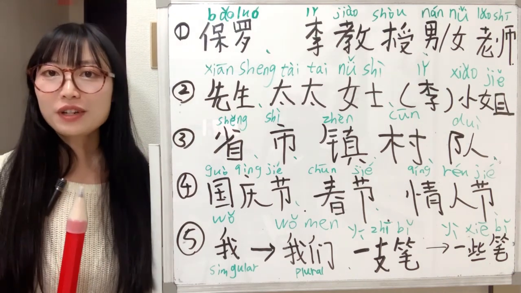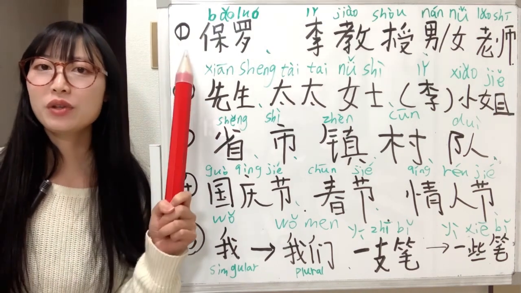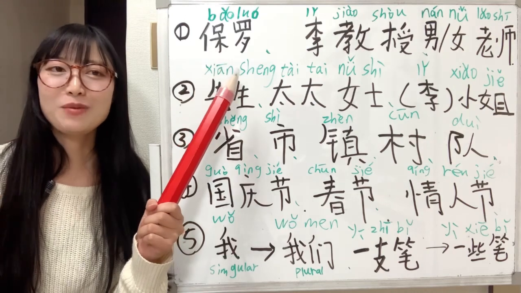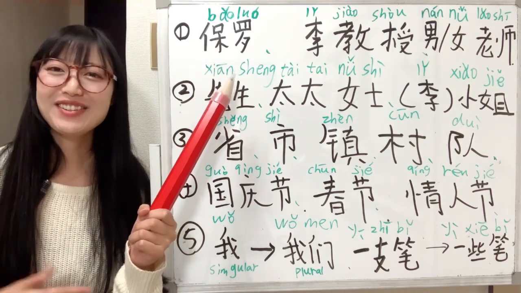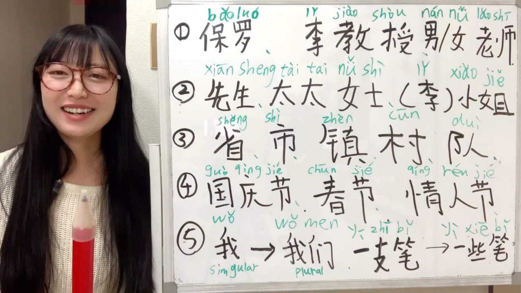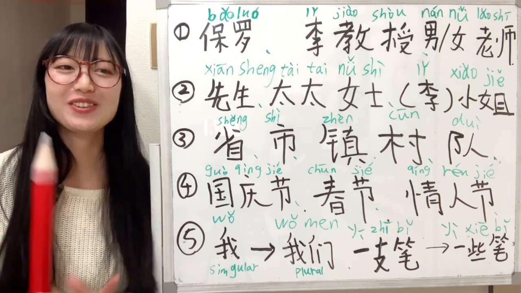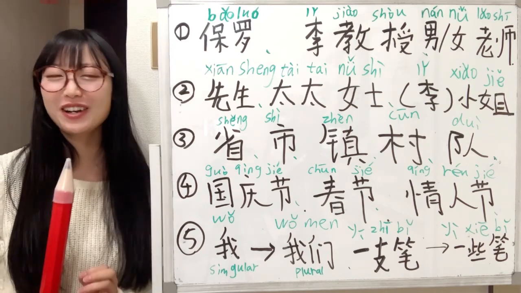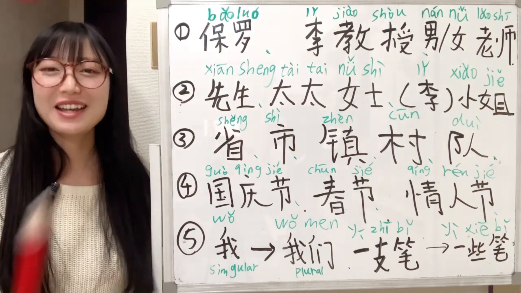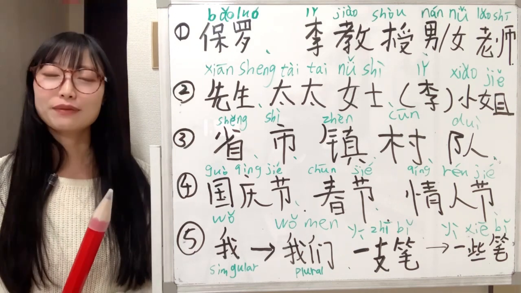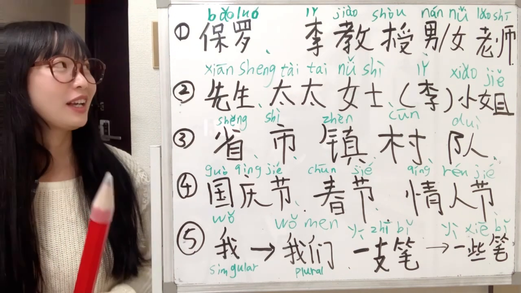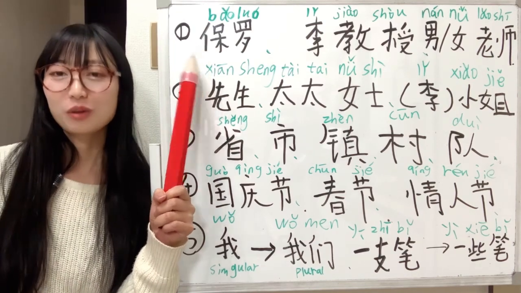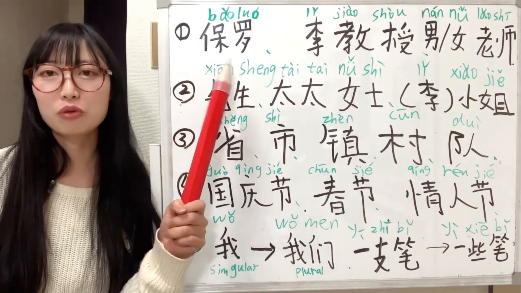So first, I need you to know about the name, because anyone, when you start to learn a new language, you always want to know your name. How do you say my name in Chinese? Or how do I say my name in Spanish? Well, the name is very important, right? If your name is Paul, in Chinese it's Bao Luo.